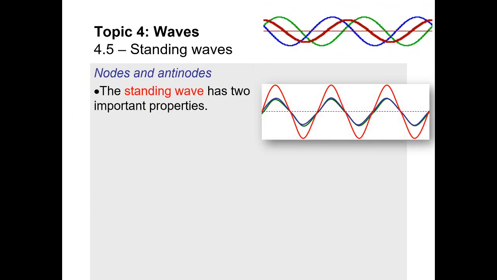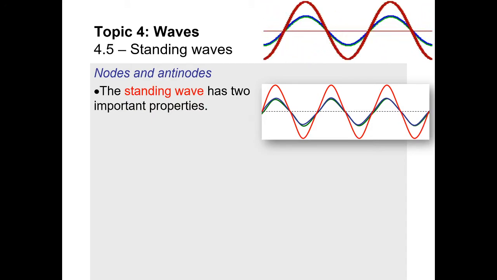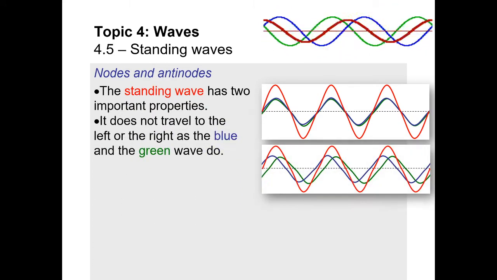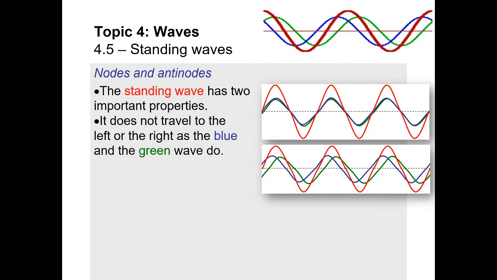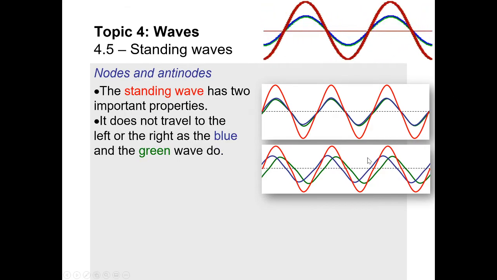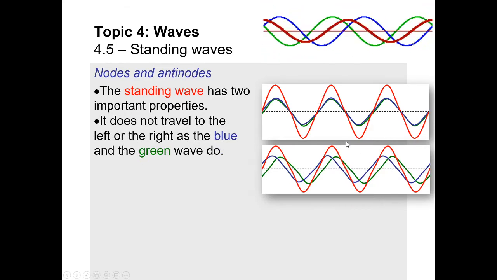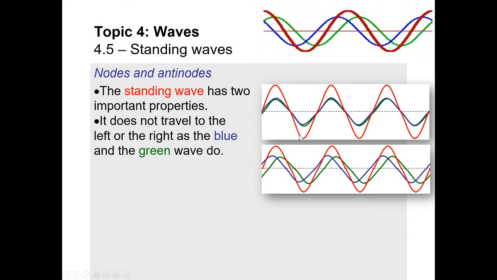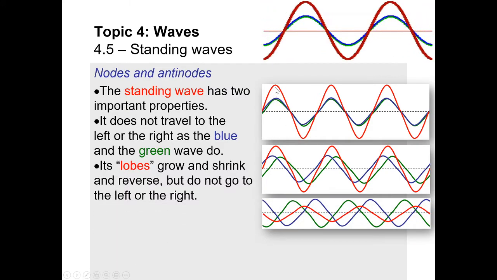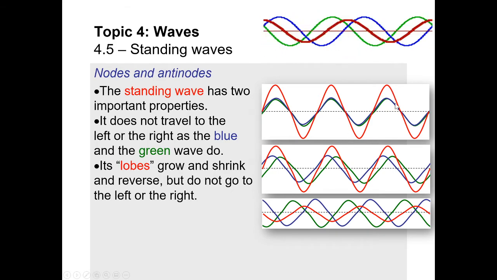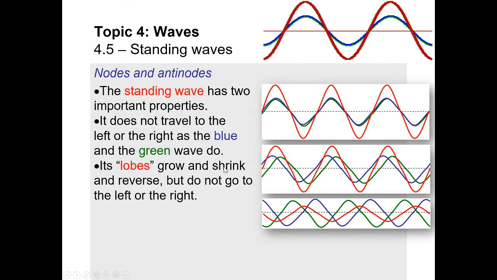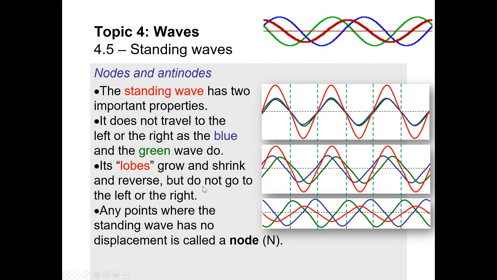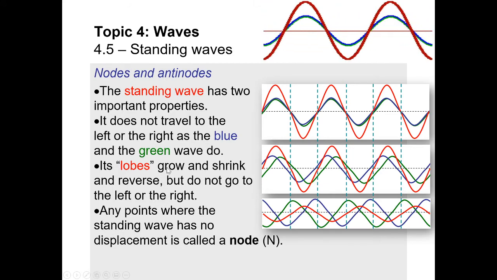All right, now let's discuss some important terminology associated with the standing wave. There's two really important parts. The first thing is that, like I said on the earlier slide, the red wave is not traveling left and right like the blue and green waves do. Now these lobes, these high and low points right here, get smaller and then bigger, like we can see in the animation. Now we have better words for them than lobes. As we'll see in a second, the lobe goes by a different word.